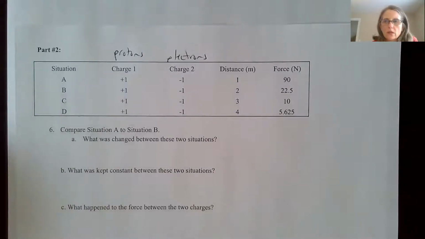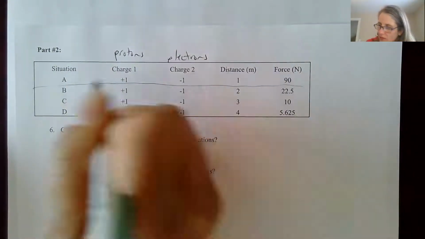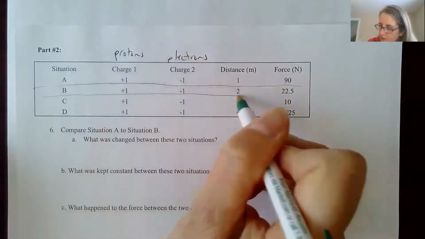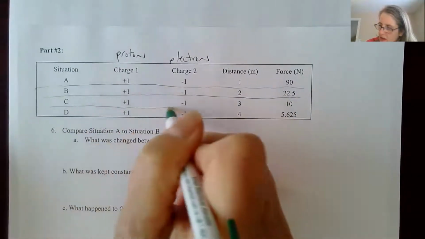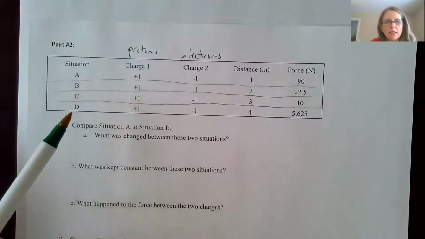So what this video is going to go over is what I call part two of the forces and charges worksheet. And again, what I'm going to explain is the table and the relationships that you are seeing between charge, distance, and force. So again, if it makes more sense to you, draw lines here so that you can see that these are separate experiments, let's say, situations A, B, C, and D.